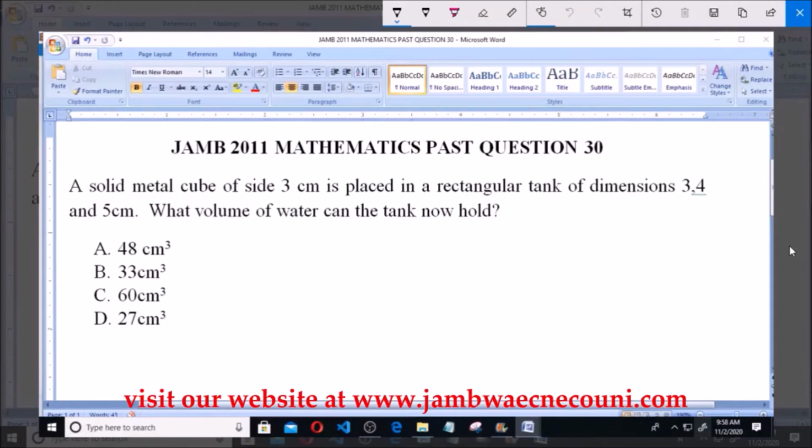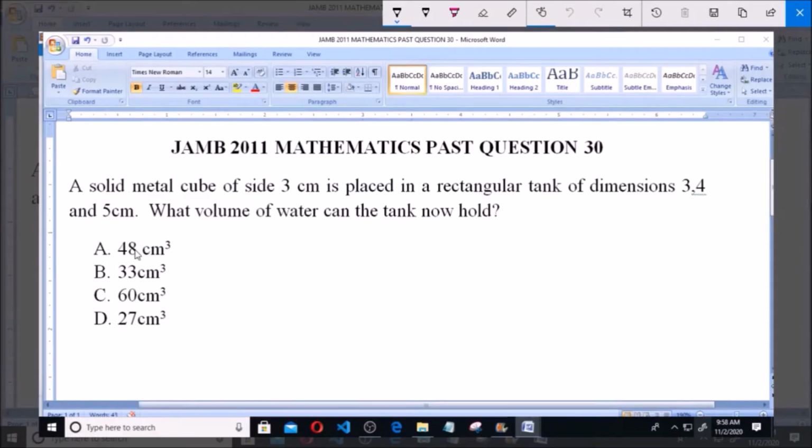Now to get the volume of water that this tank can hold, we have to find the volume of the cube and the volume of the rectangular tank, then subtract the volume of this cube from that of the rectangular tank to get the remaining volume. That remaining volume is equivalent to the volume of water the tank can hold, because you are putting this cube inside the rectangular tank.